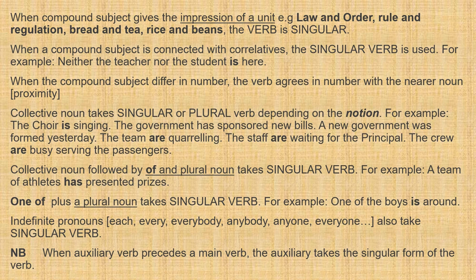Please remember what we have said in essence is that the pronoun or the noun that is coming after the second conjunction, nor or but only, will determine the verb form that we're going to use in that sentence. So when the compound subjects differ in number, the verb agrees in number with the nearer noun, proximity. Okay. A collective noun takes a singular or plural verb depending on the notion. That's what we have expressed.